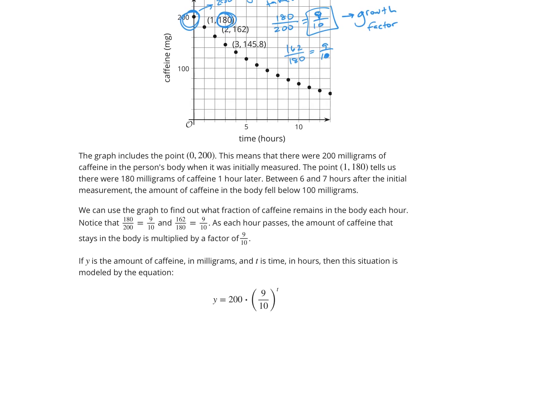When we are writing our equations, it's really important that you're choosing the correct growth factor, because you could have how much is leaving your body versus how much is remaining in your body. So you have to make sure you're reading the problem very carefully.